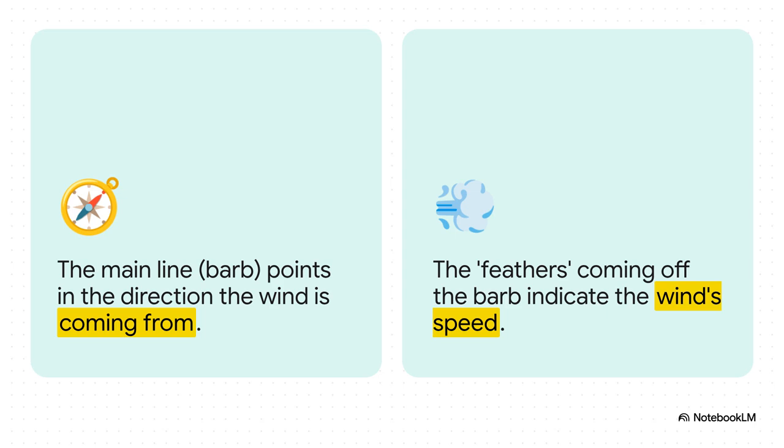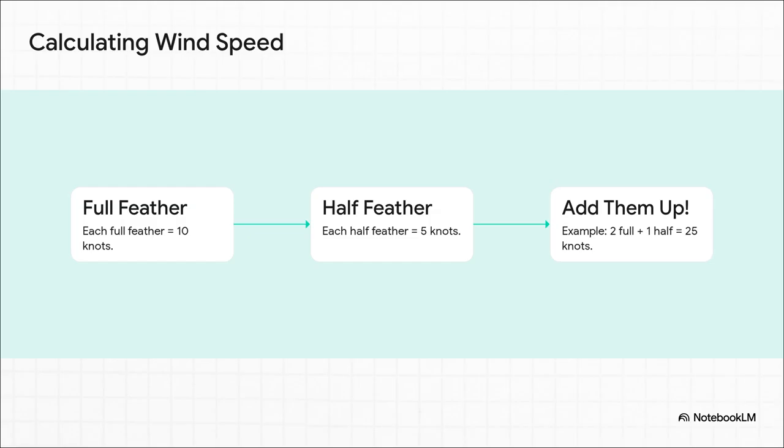That's where we get the wind speed. And figuring out the speed is just some simple addition, which is great. Each long feather is 10 knots. A short little half feather is 5 knots. So all you do is add them together. So in this example here, you see 2 full feathers and 1 half feather. That's 10 plus 5 for a grand total of 25 knots.